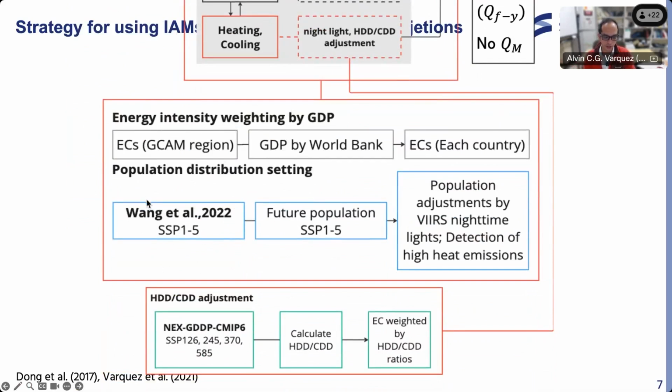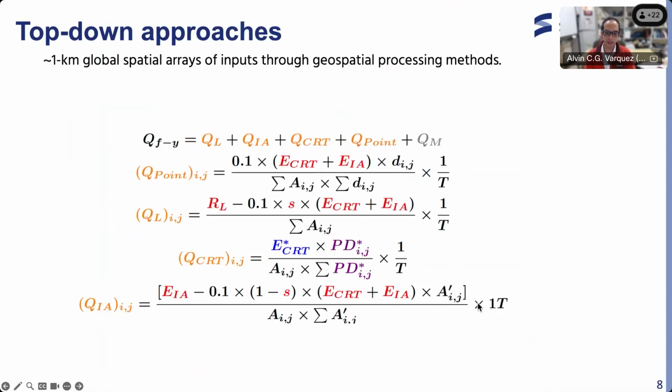We also use other data sets that are consistent with CMIP6, such as the Wang et al. dataset for population projections under SSP 1 to 5. And then we also use the downscaled climate model outputs of CMIP6-consistent GCMs. This allows us to pair the energy consumed from residential and commercial heating and cooling, so we can better map the effects of this use of heating and cooling.